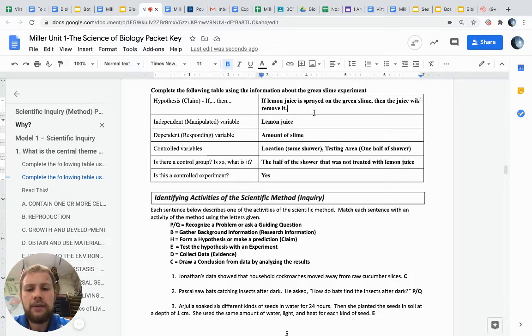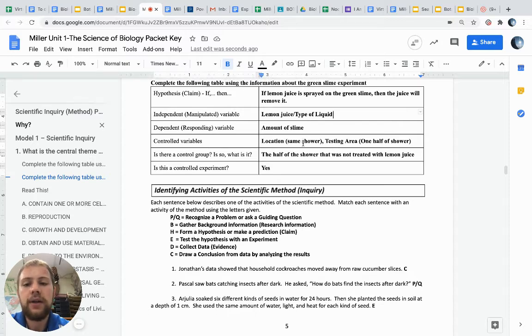So our independent or manipulated variable, what we've changed, is the lemon juice, the type of liquid applied, because we did apply water to one half of our shower, and then on the other half we applied lemon juice. Our dependent or responding variable is how much slime there is after we've applied that liquid. That is what we're going to be measuring, the amount of slime. So that's the responding variable.